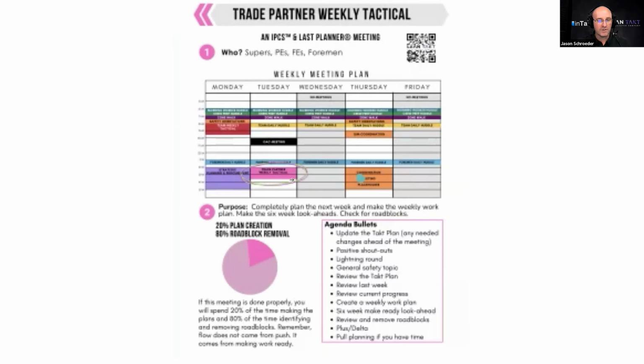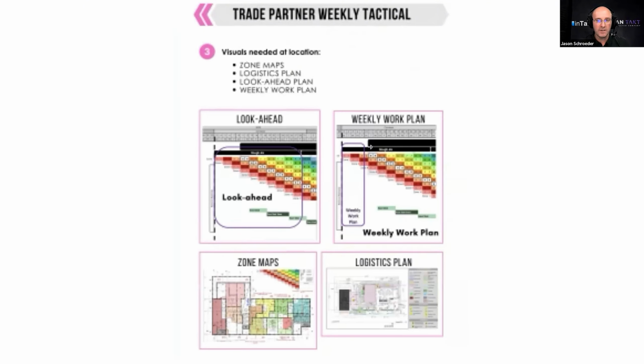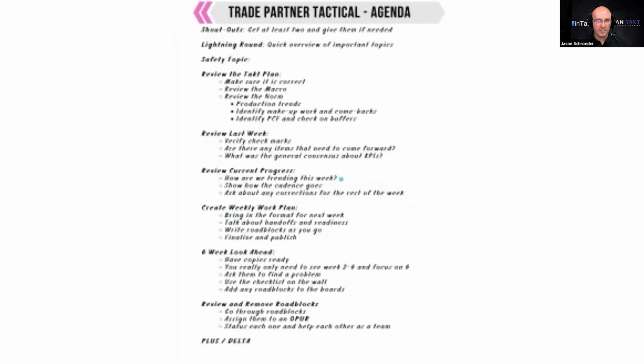So now that you have your takt production plan in your trade partner weekly tactical, the purpose of which is to completely plan out next week and to look ahead the next 6 weeks, we want you to have your look aheads, your weekly work plans, and your maps. And then this is the agenda. Any of these agendas are available for you anytime.